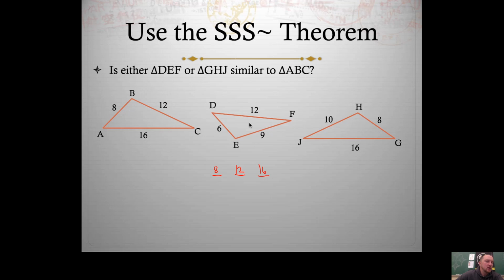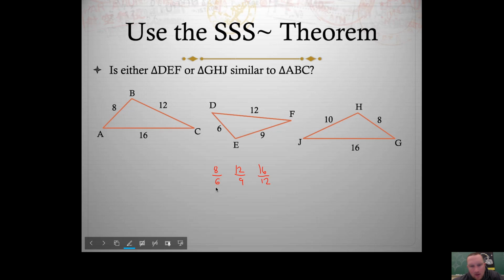Now I'm going to do the same thing over here with this smaller triangle. I'm going to put the sides in order as well, because if they're similar, then the sides have to go in order: small to small, medium to medium, big to big, so on and so forth. So we're going to do 8 to 6, 12 to 9, 16 to 12. Are all of those ratios the same?